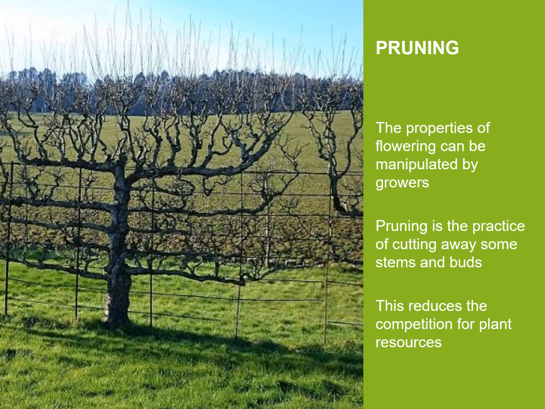So fruit trees can be trained, as it's termed, and this involves pruning the tree, for example. This is a way of manipulating the adult phase of the plant's growth and manipulating the crop into producing fruits of a certain number and size. The practice of pruning essentially is cutting away some stems and buds from the main limbs of the tree, and this reduces the competition for plant resources.